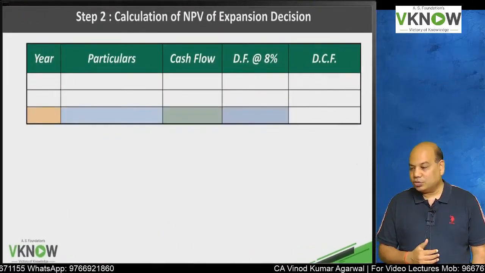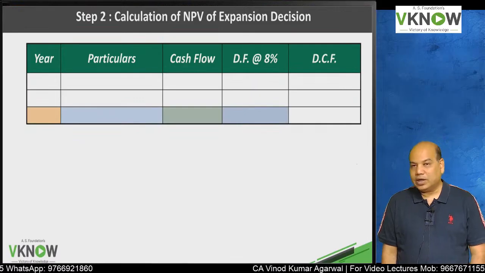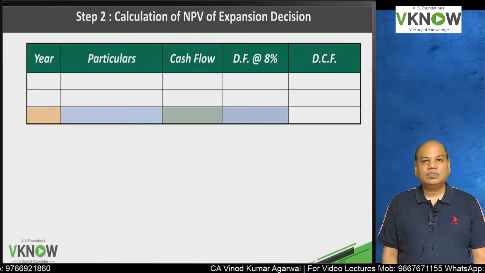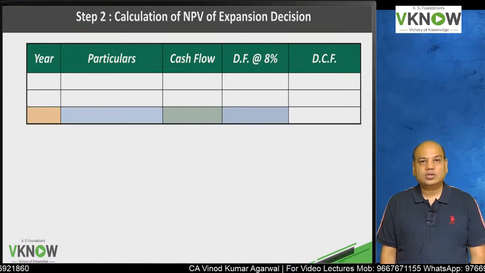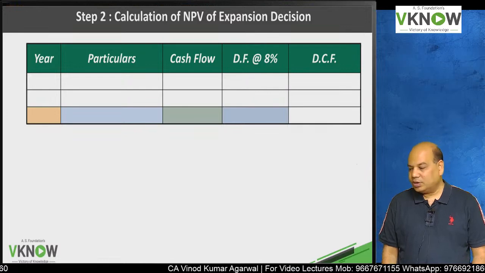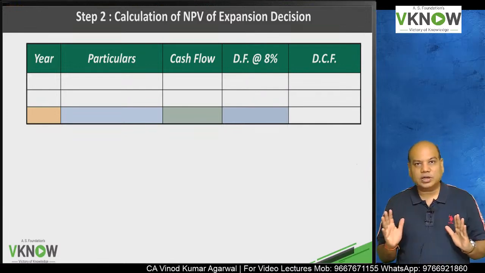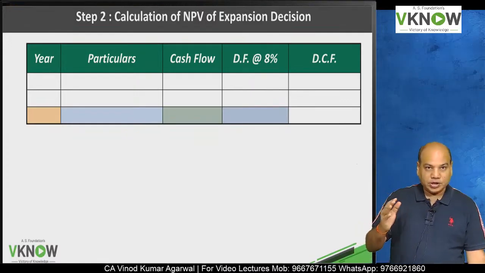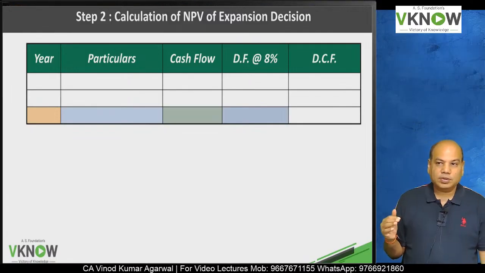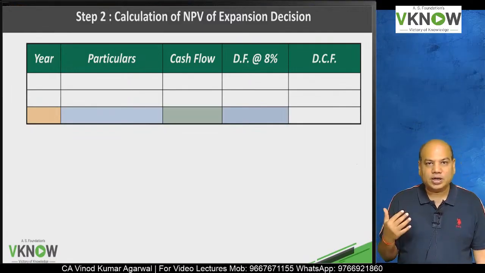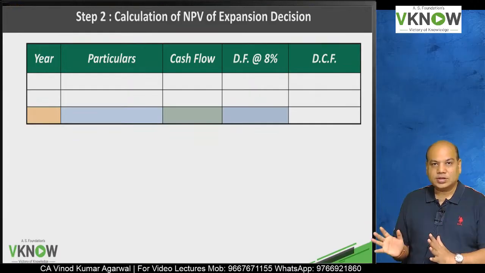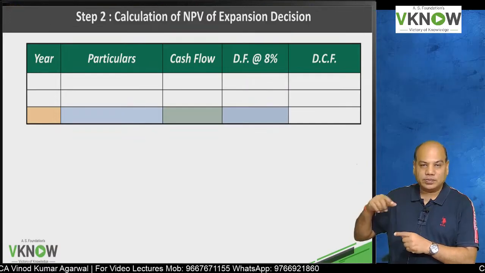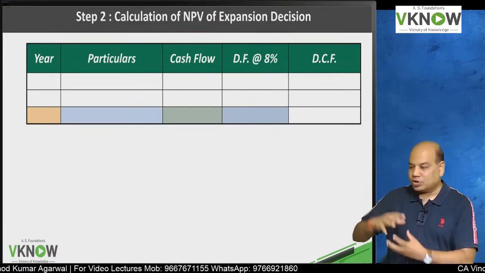Now write down step 2, calculation of NPV of the expansion option. There are 2 possibilities. The project may be successful, the project may be unsuccessful. If the project is successful, then we will expand it. And if the project is unsuccessful, we will not expand it. So unsuccessful will have 0 NPV, but successful will have some positive NPV.